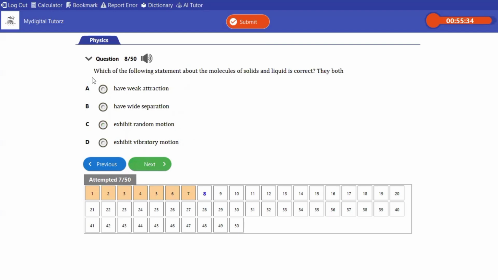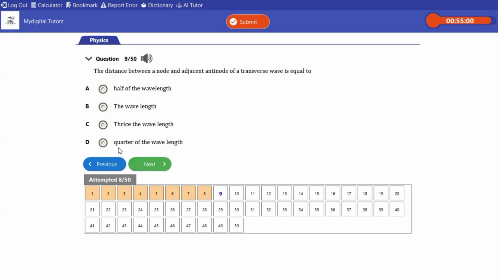Okay. Then question 8 says, which of the following statements about the molecules of solid and liquid is correct? A, they both have weak attraction. No. Solid does not have weak attraction. B, they have wide separation. No. C, they exhibit random motion. No. D, they exhibit vibration, right? Vibratory motion. Both solid and liquid exhibit vibratory motion about their mean position. So the correct answer here is option D.